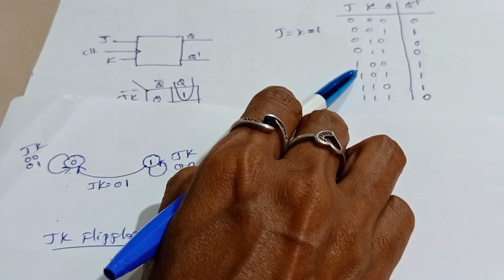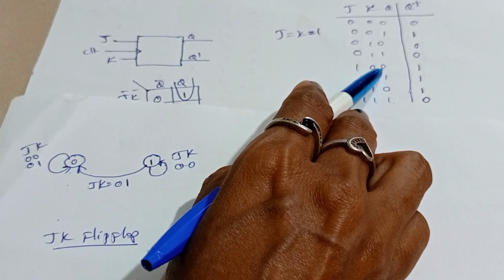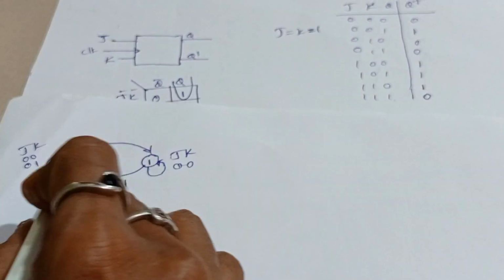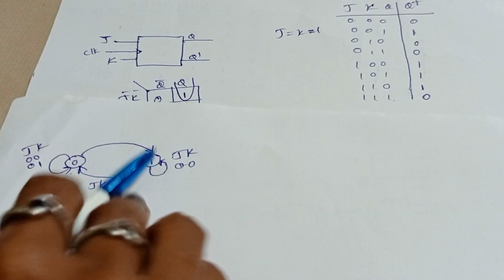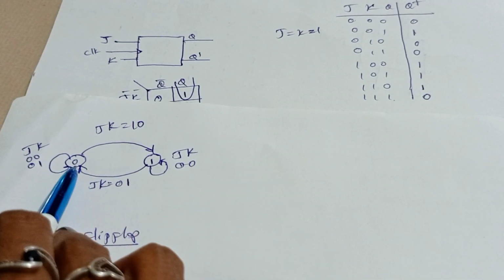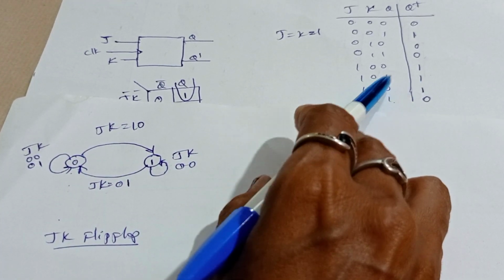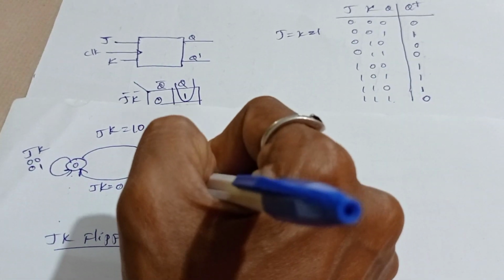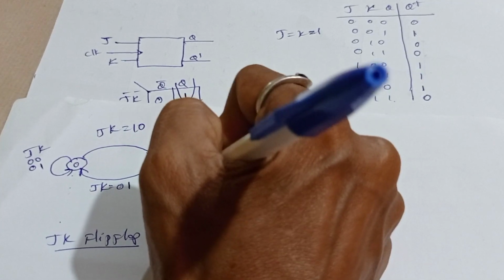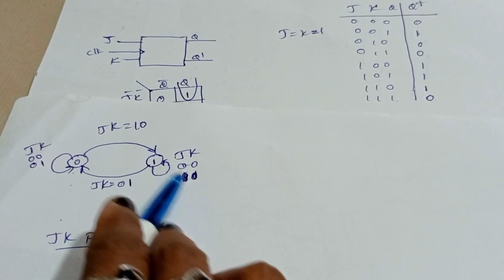Now when J is equal to 1 and K is equal to 0, it is changing from state 0 to state 1. It is changing from state 0 to state 1 when J and K is equal to 1, 0. Same 0 to 1, it is in the same state 1. So 0, 1. Sorry, 1, 0. J is 1 and K 0. It is in the same state 1.